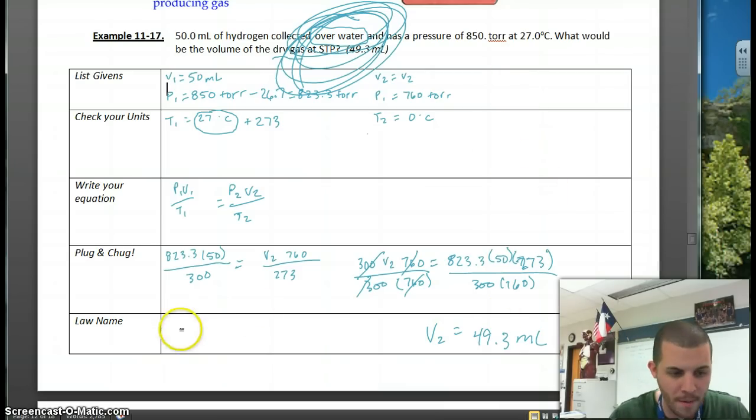What's the name of the law? Dalton's law over water.